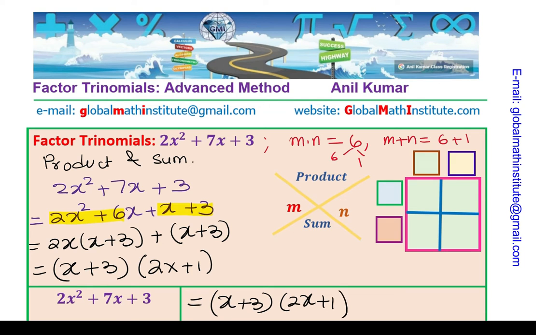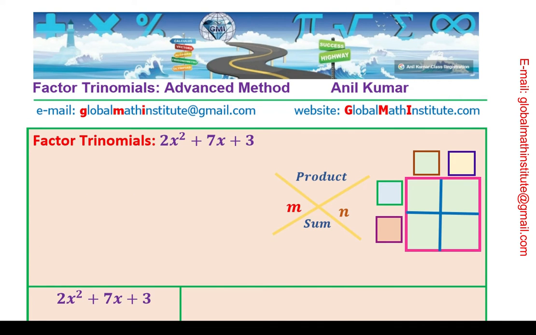So we get our result x plus 3 times 2x plus 1. In this case, we have not used the diamond box to do the factoring, but using product and sum, we could factor it. Is that clear to you? Correct? Now let's look into the Australian method. You need to understand when to use what.